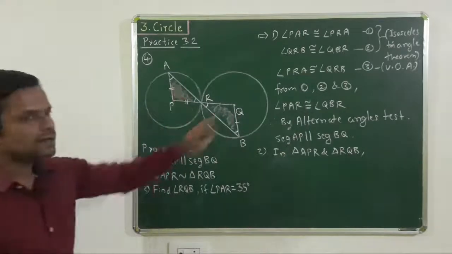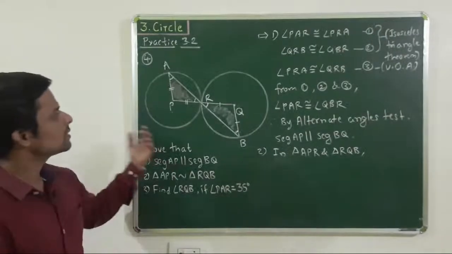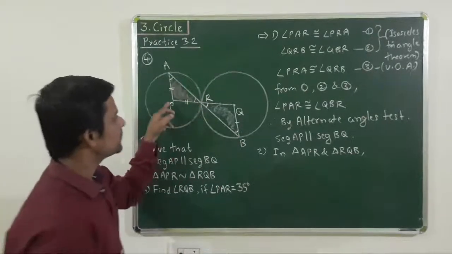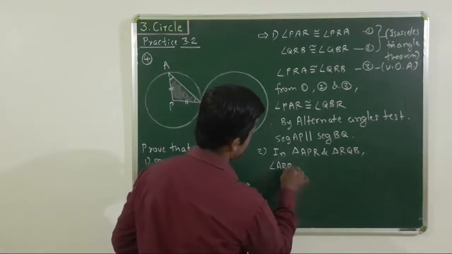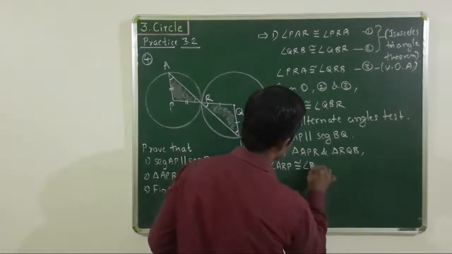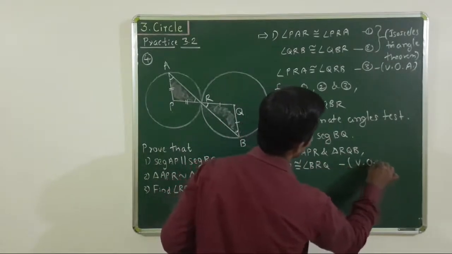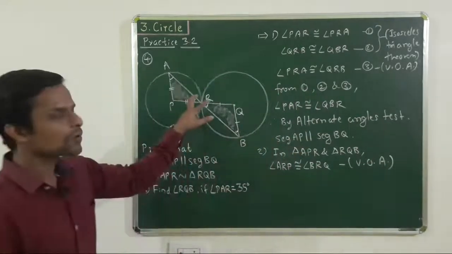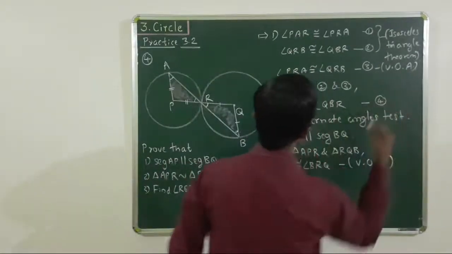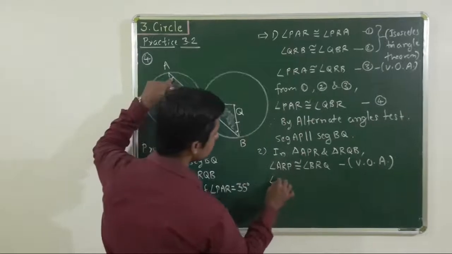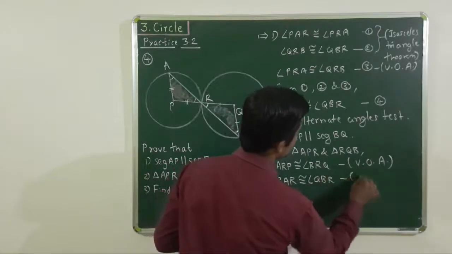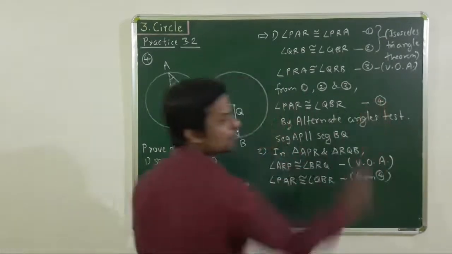In triangle APR and triangle RQB, what are the congruent parts? You can take this pair and this pair. Angle ARP is congruent to angle QRB or BRQ. Reason: vertically opposite angles. These two angles are congruent, vertically opposite angles, and this pair we just proved here. Statement number 4, angle PAR is congruent to angle QBR. Reason from statement number 4.